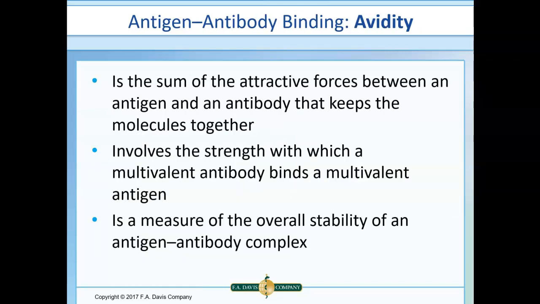The next term is avidity. This is the sum of the attractive forces between an antigen and the antibody that keeps the molecules together. So I think of somebody who would be like an avid exerciser, would be very strong, right? So that would be the strength which holds the antigen and the antibody together. Affinity is how well they fit together. Avidity is the strength of the fit when they come together.